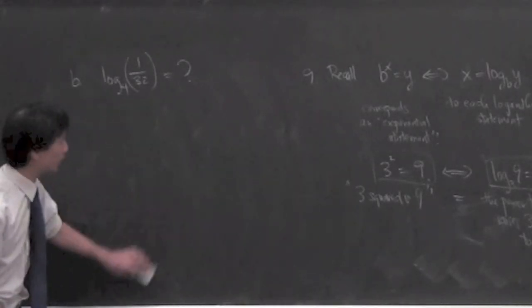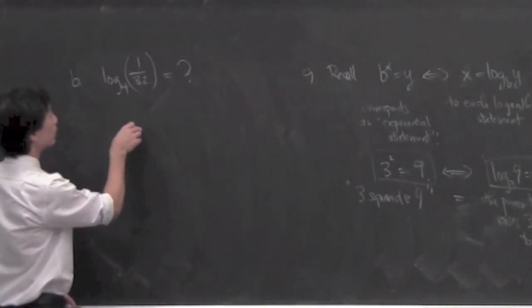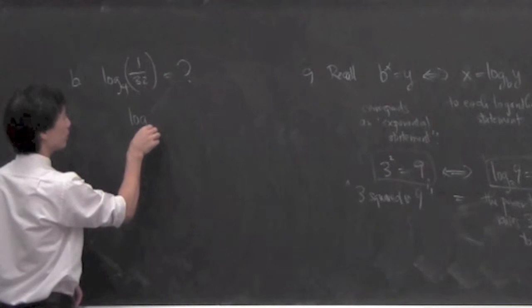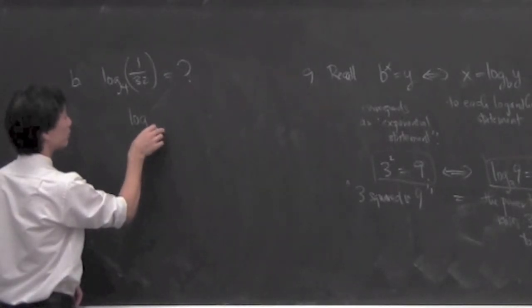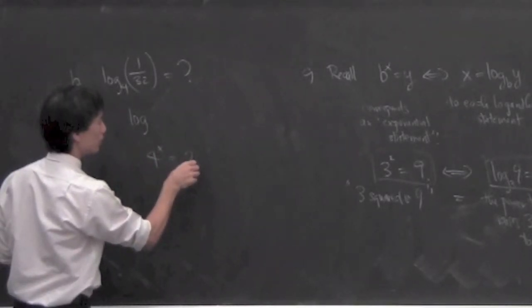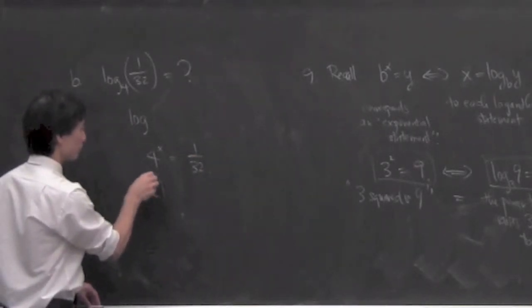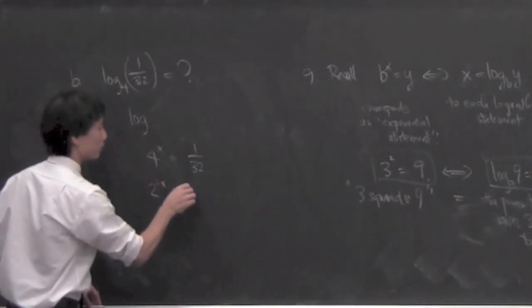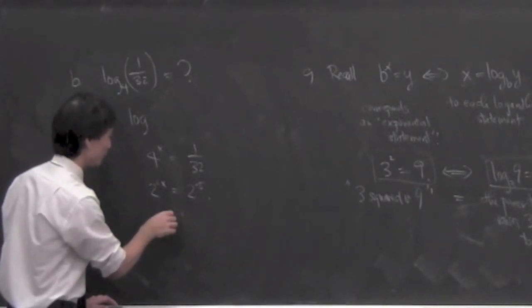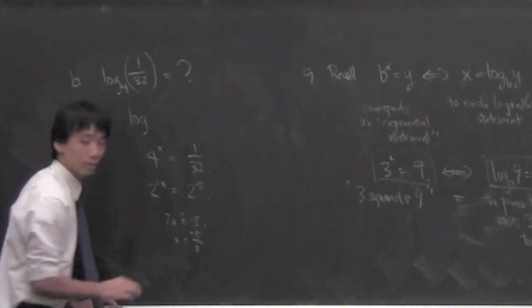Shelby, I'm going to make you do it, if you don't mind. I'm not sure. Is it negative 5 by 2? Yeah, I think that's right. So let's see, what did you do? I just made it 4 to the power x equals 1 by 32. And then I changed it to base 2, so it was 2 to the power 2x equals 2 to the power negative 5. Exactly. So you get 2x is equal to negative 5, and so it's going to be negative 5 over 2.